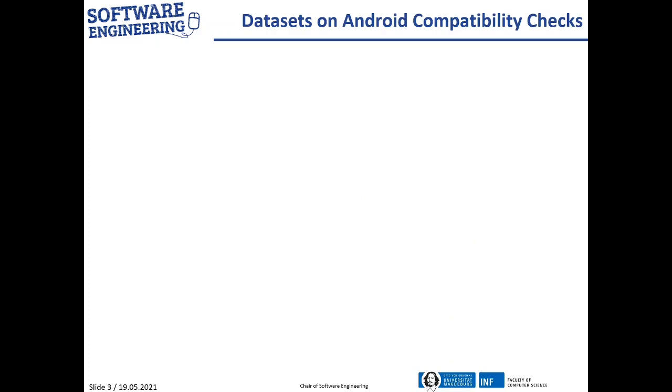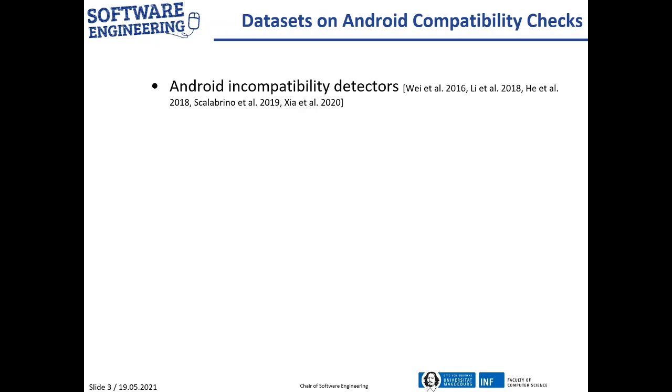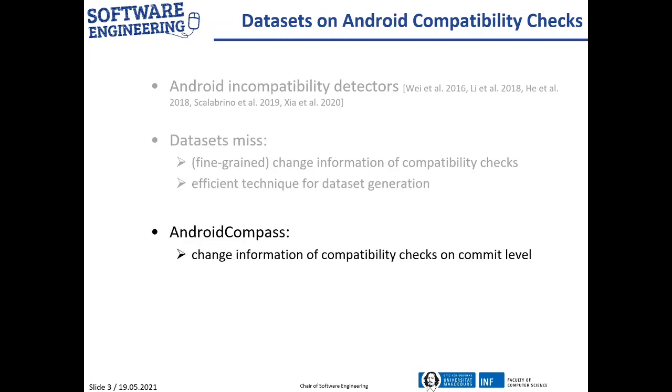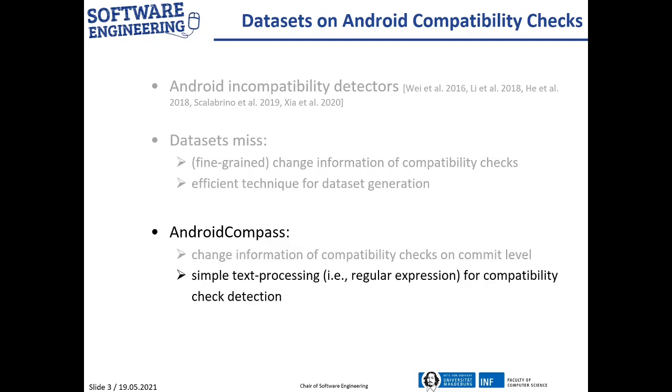Android compatibility checks were mainly used in the research of incompatibility detection. However, the datasets used here either lack information on the changes of compatibility checks or efficient techniques for the generation of such datasets. Therefore, AndroidCompass provides such change information on the level of commits and uses a simple text processing technique with regular expressions to detect compatibility checks.